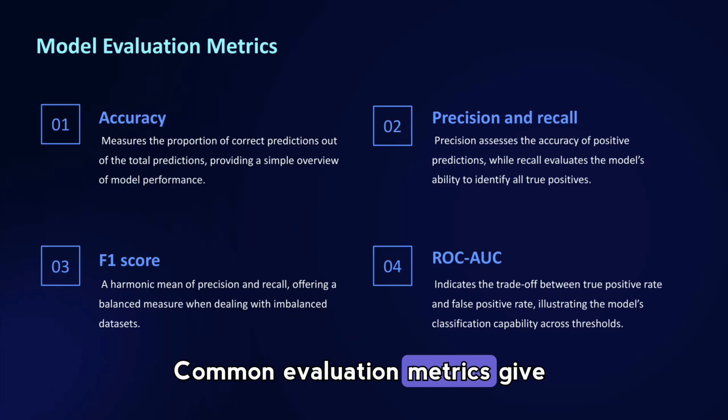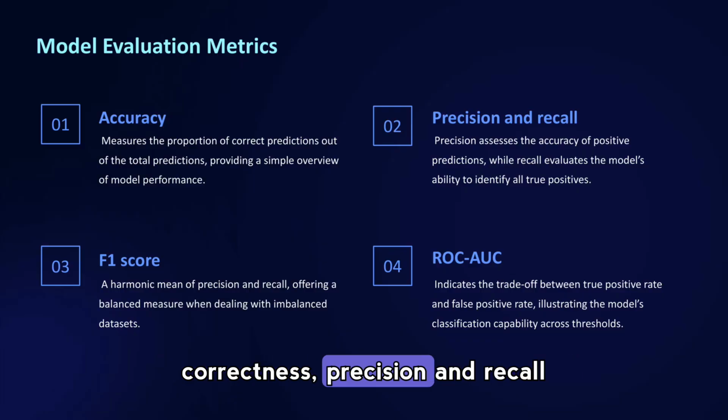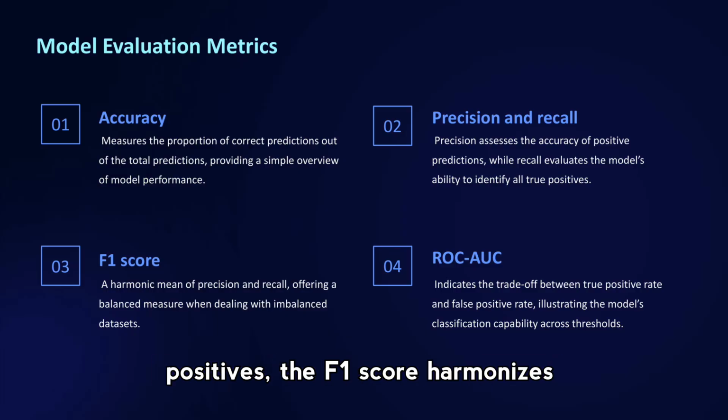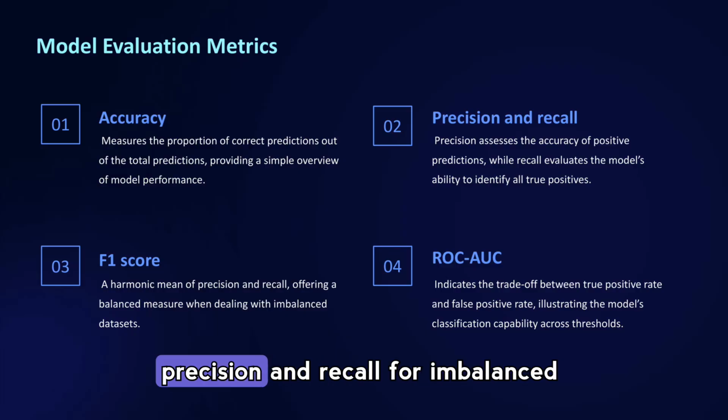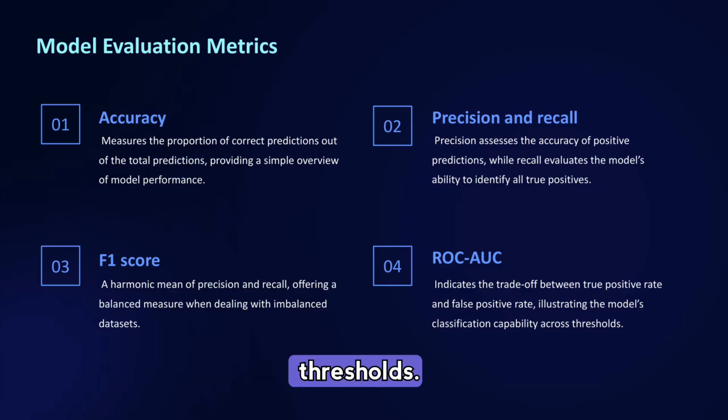Common evaluation metrics give different views of model performance. Accuracy shows overall correctness, while precision and recall balance false positives and missed positives. The F1 score harmonizes precision and recall for imbalanced datasets, and ROC AUC captures classification trade-offs across thresholds.